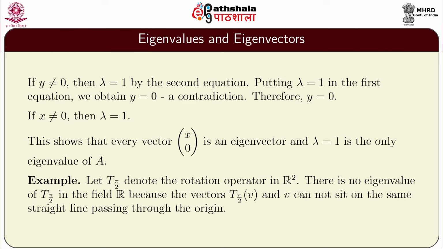Now, if y is not 0, then by the second equation lambda is 1, and if we put lambda equal to 1 in the first equation, we obtain y is equal to 0, which is a contradiction. Therefore, we cannot have y not 0 in the first place. So, y has to be 0, and if x is not 0, then lambda is 1. Therefore, we have proved that every vector (x, 0) is an eigenvector and lambda equal to 1 is the only eigenvalue of the matrix A.